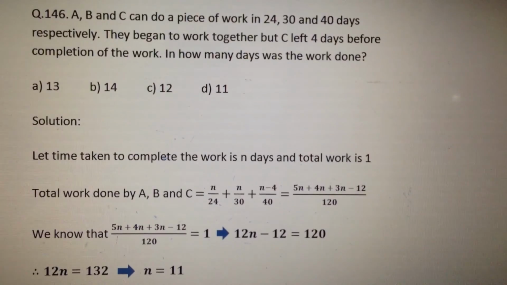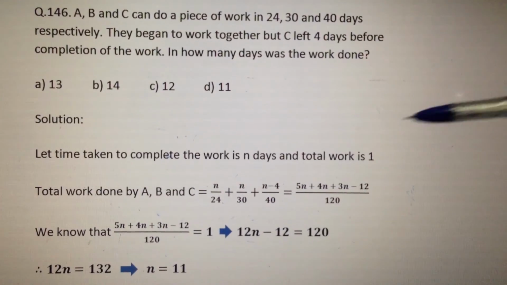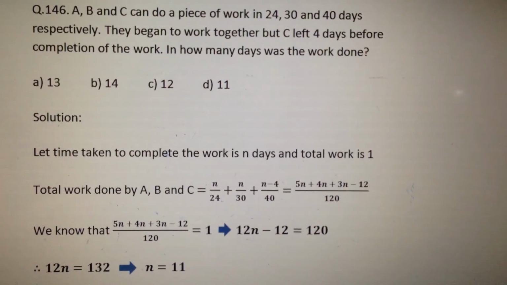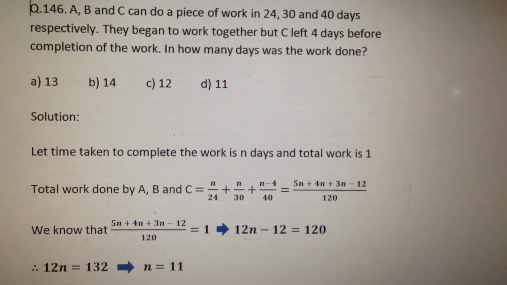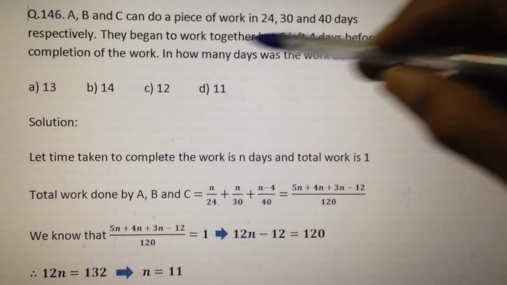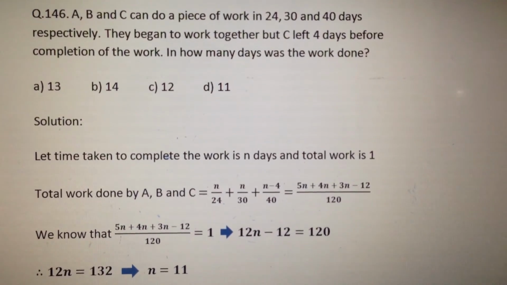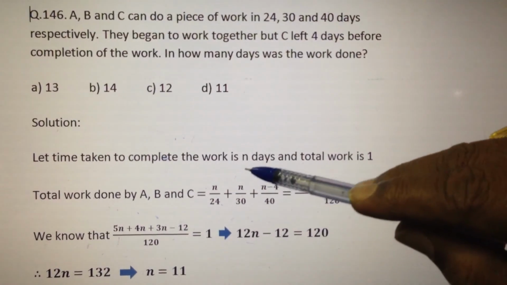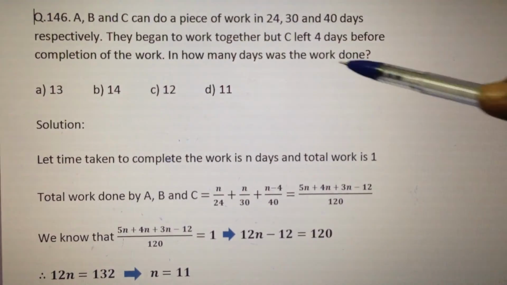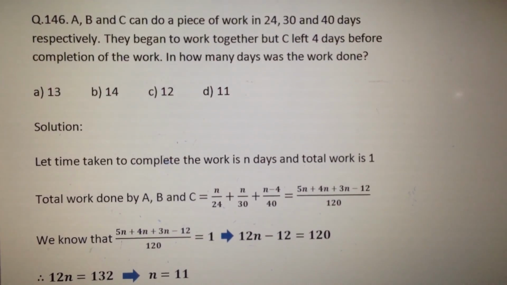Let us assume the time taken to complete the total work as n days and the total work as 1. A, B and C can do the piece of work in 24, 30 and 40 days. That means in one day A can do 1 by 24th of the work and B can do 1 by 30th of the work and C can do 1 by 40th. Here A worked for n number of days and B worked for n number of days and C worked for n minus 4 number of days because C left 4 days before the completion of the work.